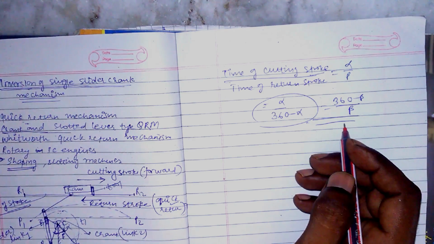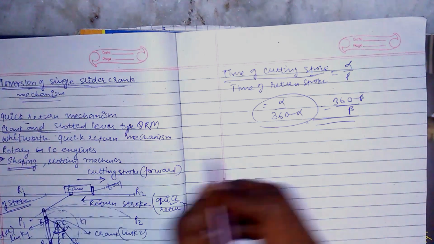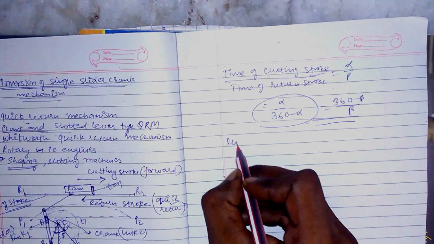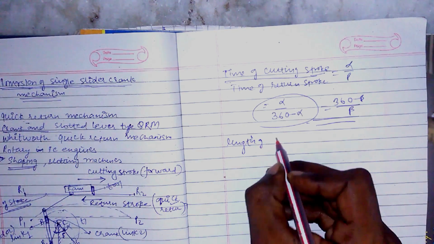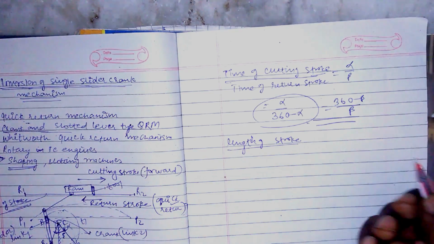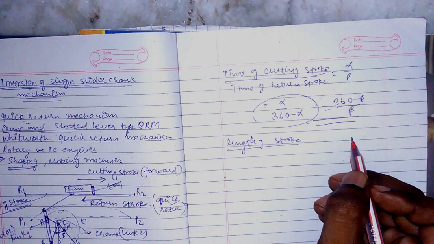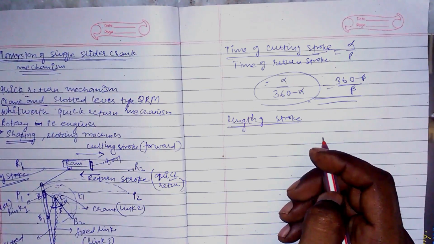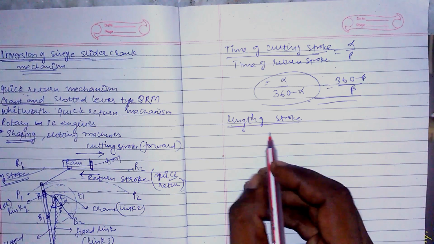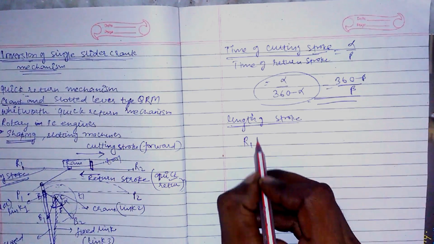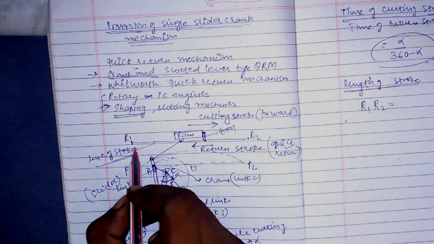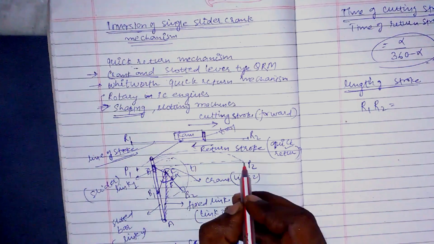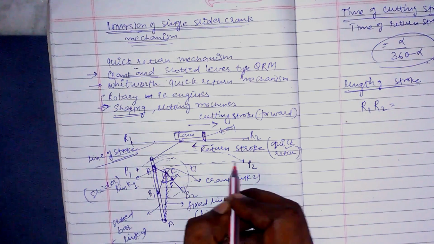Now let us calculate the length of stroke. You can also say that it is the tool travel distance, that is, how much the tool travels between the cutting and the return stroke. So how can we calculate that? Let us write it down: you have to find out R1R2. Here we can see that R1R2 is equal to P1P2.